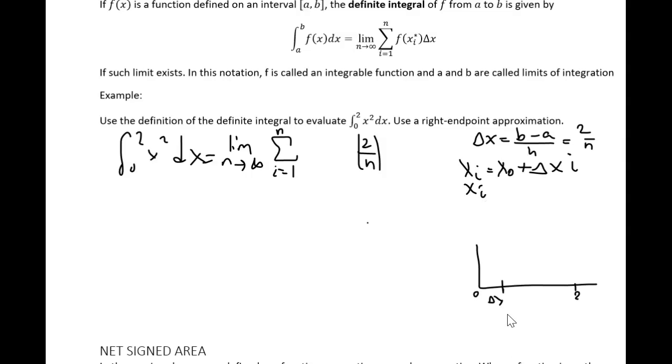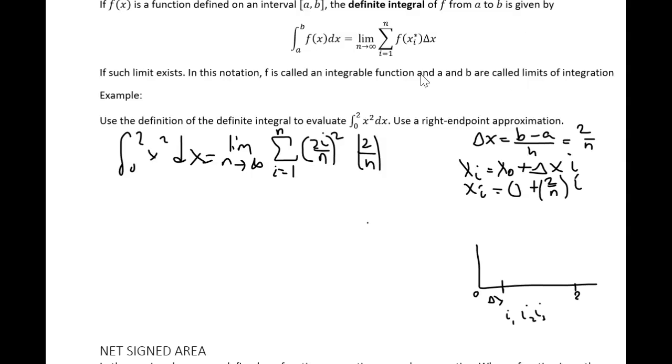xi, or the position of x after i increments, right, i 1, 2, 3, is going to be equal to 0, the beginning of our boundary, plus delta x, which is 2 over n, times i. Well, in our equation, we need to put f of xi. So here's xi, and in our function, we have x squared, I believe. There it is. So over here, f of xi is going to be 2i over n, squared. And then we're ready to continue with the evaluation.